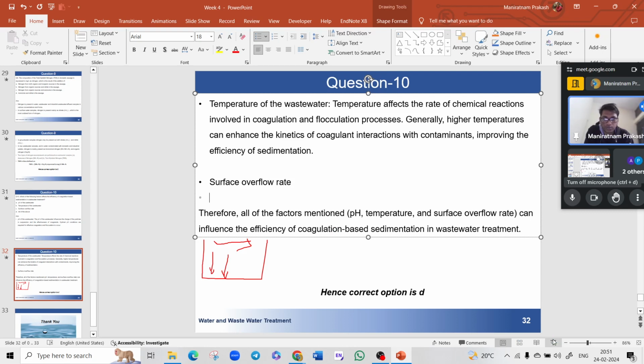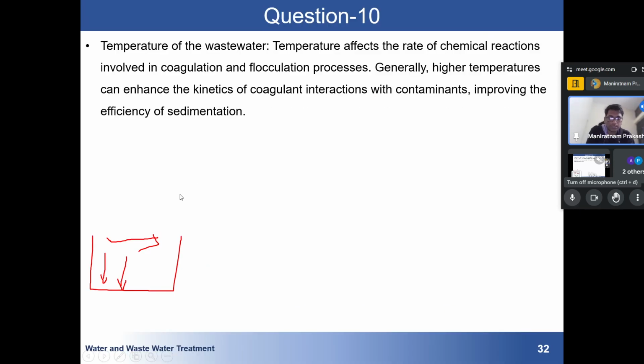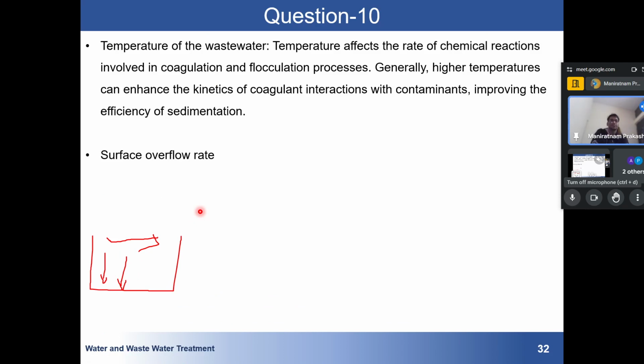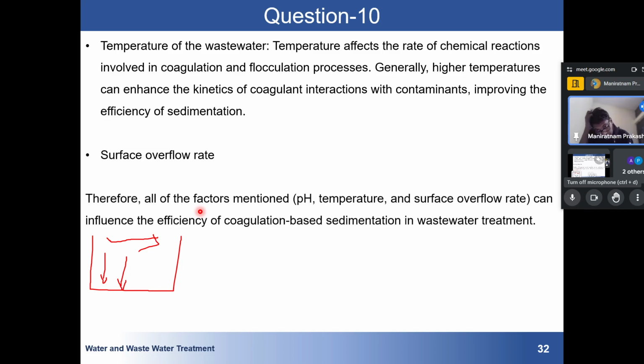Now remember what I have told you. SOR means the flow at which the particle is getting settled down. So that should be sufficient. That will make sure that when particles are combining, making flocs, they are forming larger flocs, and that can settle easily. So hence I can say that all the factors, that is pH, temperature, and surface flow, can influence the efficiency of coagulation-based sedimentation in wastewater treatment.